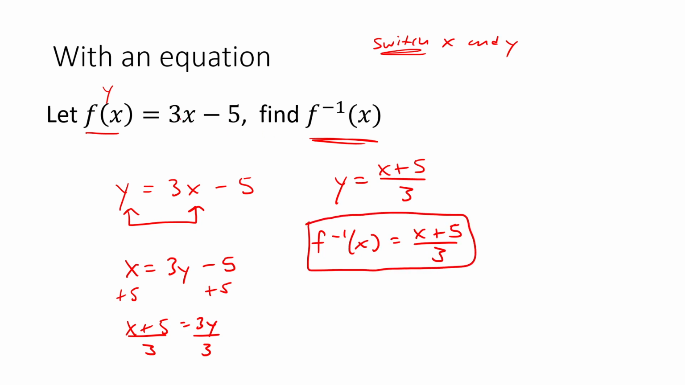Okay, and if we look, we can see, here we multiplied by 3, here we divided by 3. Here we subtracted 5, here we added 5. So a lot of times that's going to happen with an inverse. It's going to sort of undo the operations. So multiplication becomes division, etc.